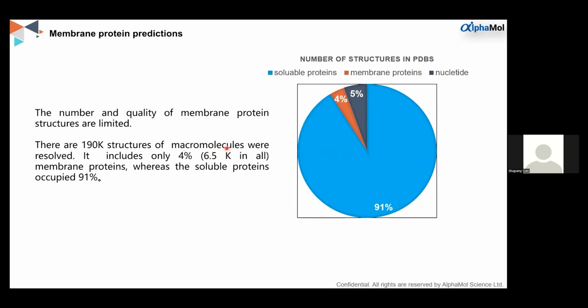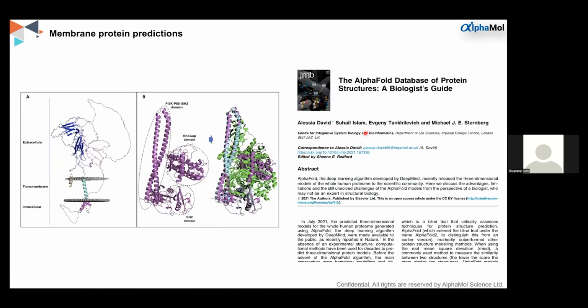6,500. So many people are wondering whether Google's AlphaFold or RoseTTAFold could also perform well for membrane protein structure predictions. Here is a paper which was published in JMB in early 2021. As we can see, the pink cartoon is the experimental structure, whereas the green cartoon is the prediction from AlphaFold. They didn't superimpose well. Even the second structure from the AlphaFold predictions doesn't agree with the experimental structure.